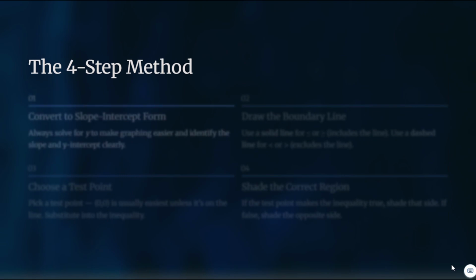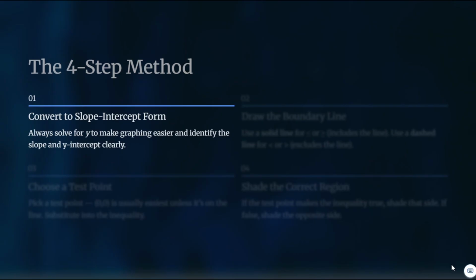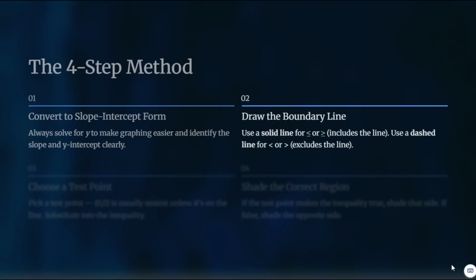Here's the four-step method. First, convert to slope-intercept form. You'll want to solve for y because it makes graphing easier, and it's also easier to identify the slope and intercept clearly. Secondly, you'll need to draw the boundary line. If your inequality is less than or equal or greater than or equal, you'll use a solid line. But if your inequality is strictly less than or strictly greater than, you'll use a dashed line.